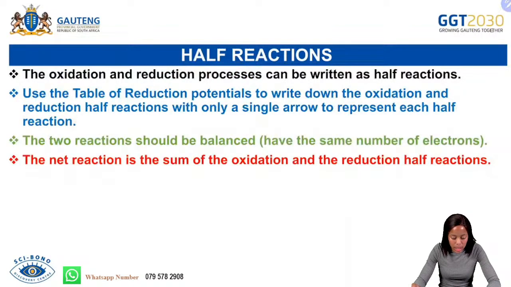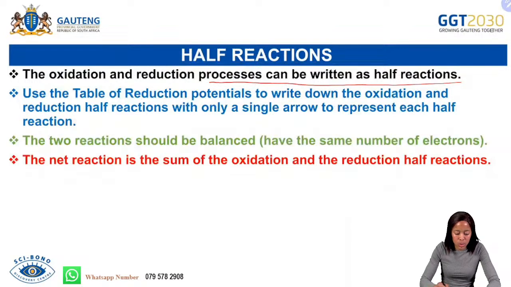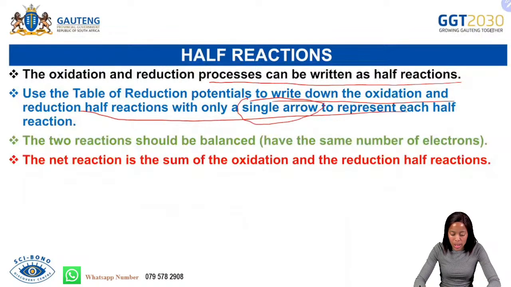So next we have half reactions. It says the oxidation and reduction processes can be written as half reactions. Now it says you use the table of reduction potentials to write down the oxidation and the reduction half reaction with only a single arrow, so this is very important. Remember with your table 4A or table 4B, it comes with 2 arrows.